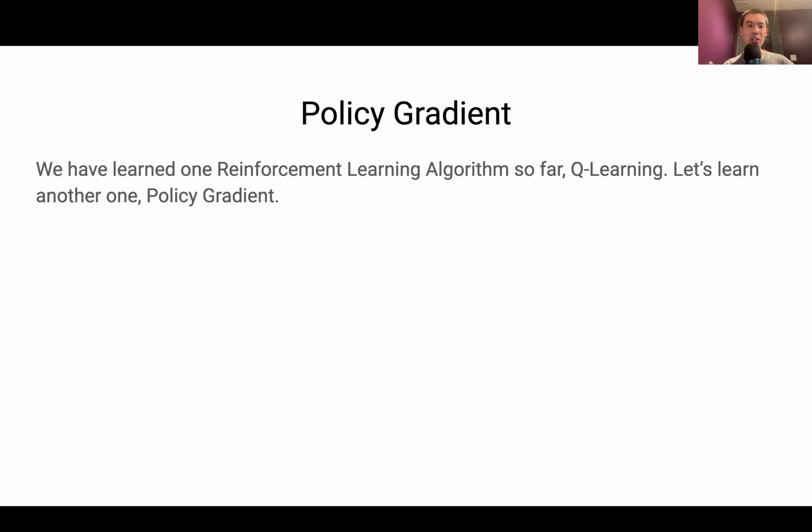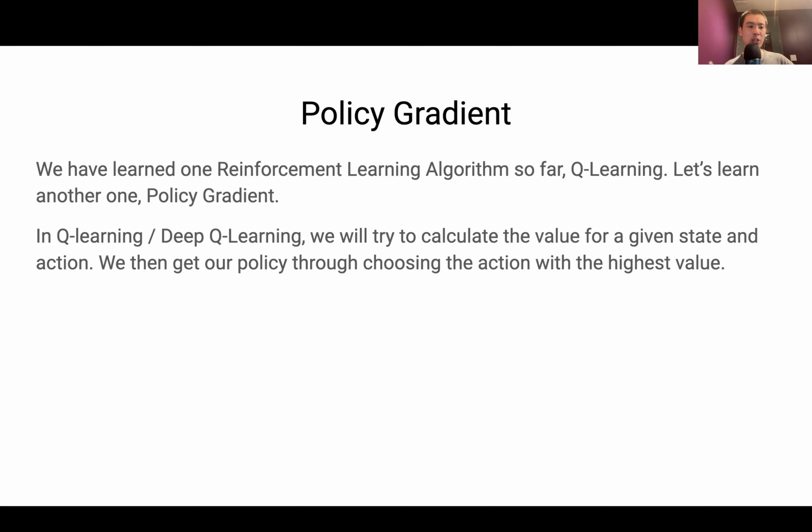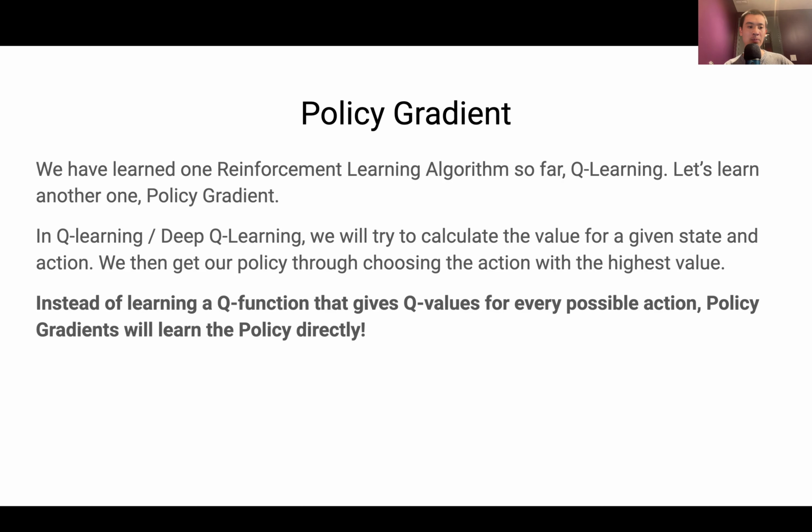Enter the policy gradient. We have learned one reinforcement learning algorithm so far, Q-learning. Let's learn another one, policy gradient. In Q-learning, slash deep Q-learning, we will try to calculate the value for a given state and action. We then get our policy through choosing the action with the highest value. Now, instead of learning a Q function that gives Q values for every possible action, policy gradients will learn the policy directly.